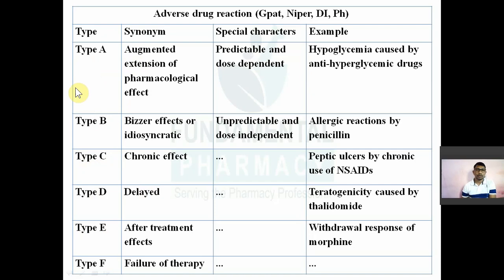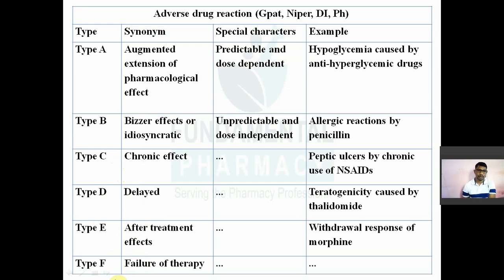Drug reaction. Type A is called augmented, or extension of pharmacological effect or action. So A for augmentation. Augmentation means extension. Type B adverse drug reaction is known as bizarre effect or idiosyncratic. So B for bizarre. Type C adverse drug reaction is known as chronic. So C for chronic. Type D adverse drug reaction is known as delayed type. So D for delayed. And type E adverse drug reaction is known as after treatment effect. So E for effect.